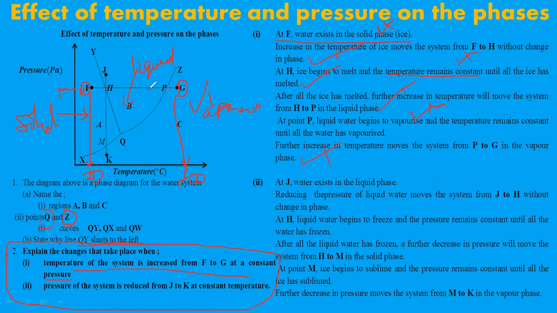Further decrease in temperature moves the system from H to F in the solid phase. Very, very good. That's excellent. Let me hope everybody could give it that way. So when you talk about these points, P and H, at those points, you must emphasize the point that temperature remains constant. Can I proceed, members?